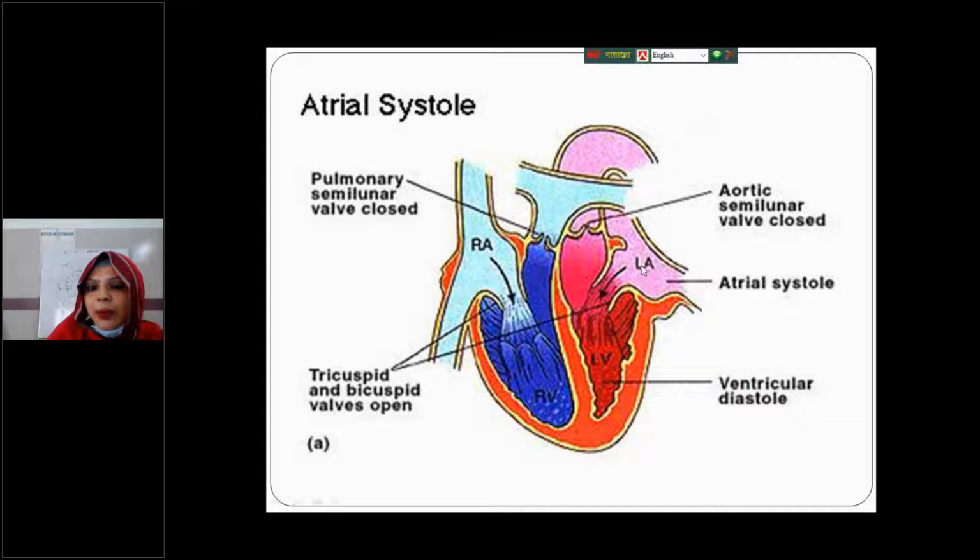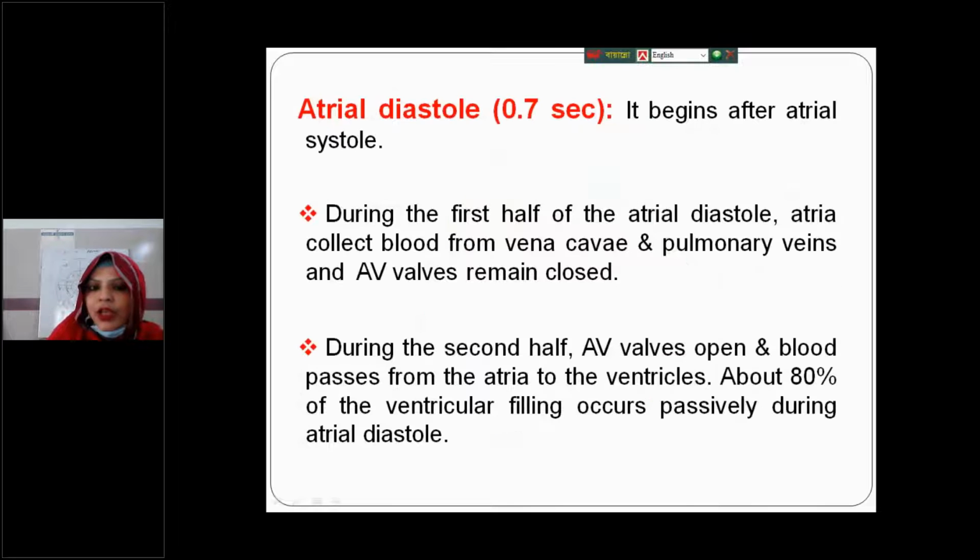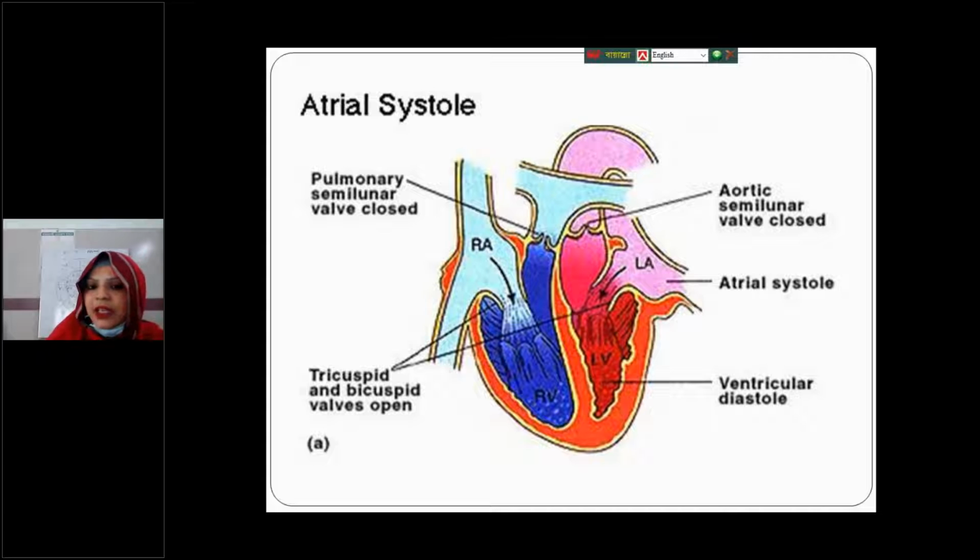With opening of the mitral valve, blood is pushed forcefully by the contraction of the left atrial muscle towards the left ventricle. So during atrial systole, atrial muscle forcefully contracts and pushes blood from the right atrium to the right ventricle, and here from the left atrium to the left ventricle. This is simple, and one important thing: how much ventricular filling occurs by forceful contraction of atrial muscle? Only 20%. This is a very important MCQ question. 20% ventricular filling occurs by active work of atrial muscle here.